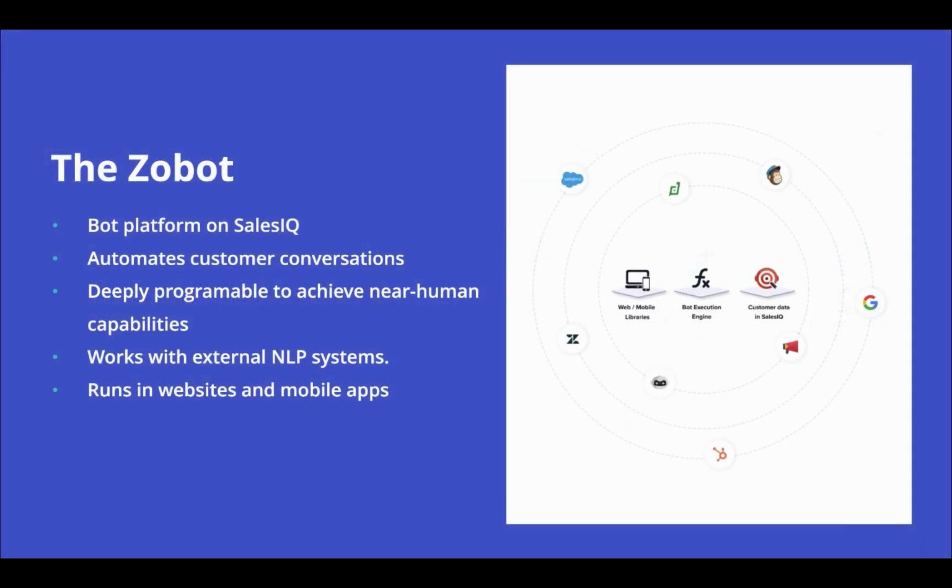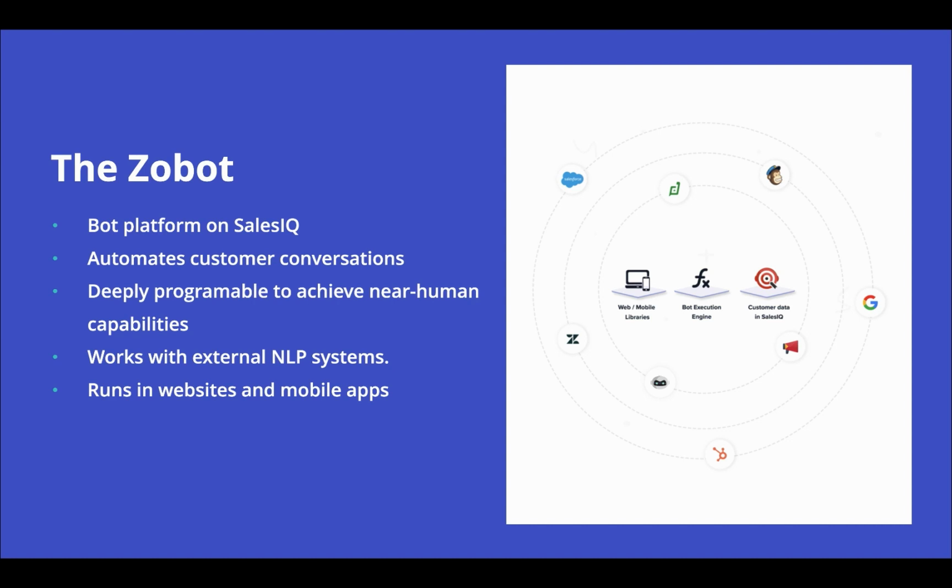Then we have the Zobot. The Zobot is a bot development platform that's available inside Zoho SalesIQ. With this, SalesIQ users can build very compelling bots that automate customer interactions. These bots can respond, act, and qualify your customers. Zobots maintain conversations with your users in natural language. They understand the intent of what your visitors are trying to say. And finally, they send a response based on the business rules and data of the organization.